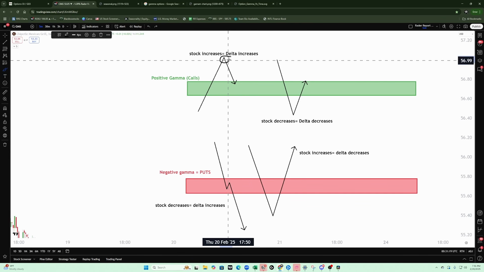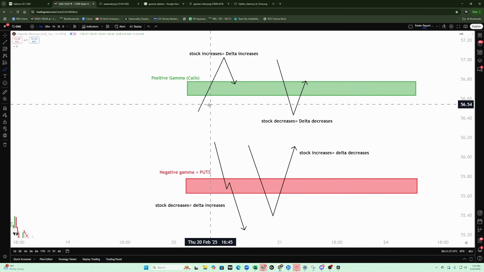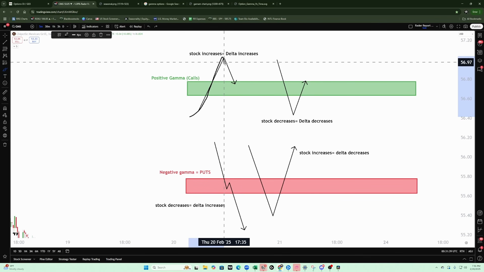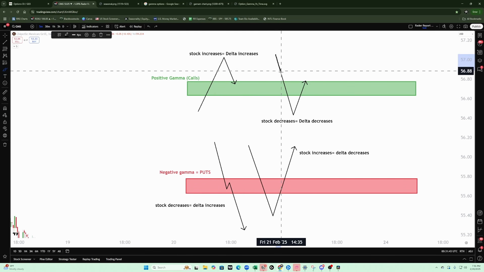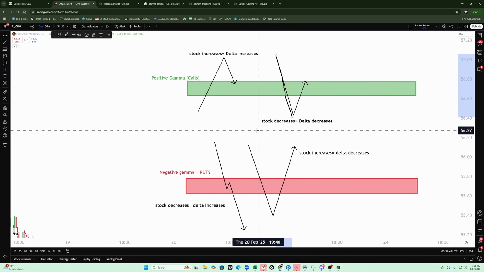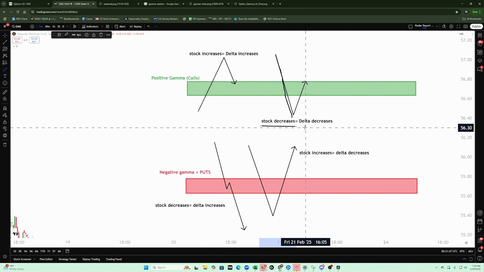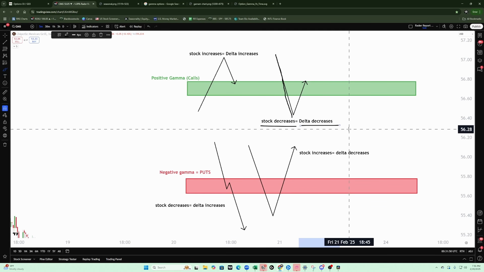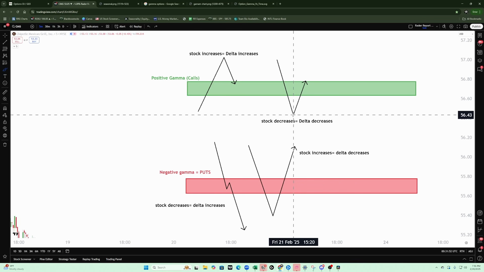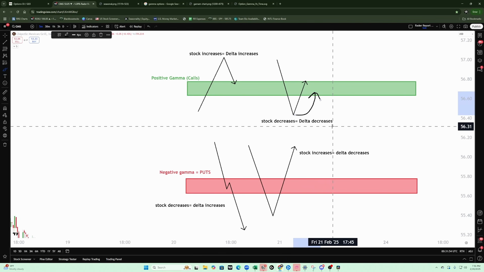Okay, and so you'll notice here that it starts to turn around. And that's why you actually see large areas of calls act as resistance levels, or large areas of positive gamma. Likewise, as soon as you start to drop off of that area, the stock is decreasing and the dealer's delta is decreasing as well. This causes them to start to buy up the stock again, to maintain their balanced portfolio, to maintain their balanced risk and positioning in the market.